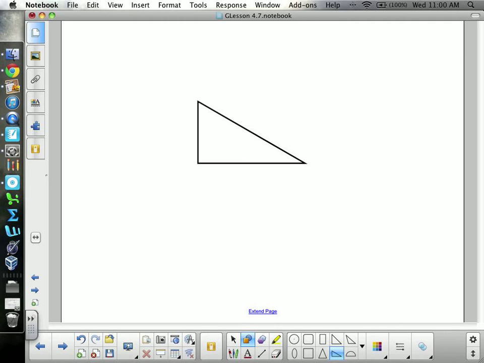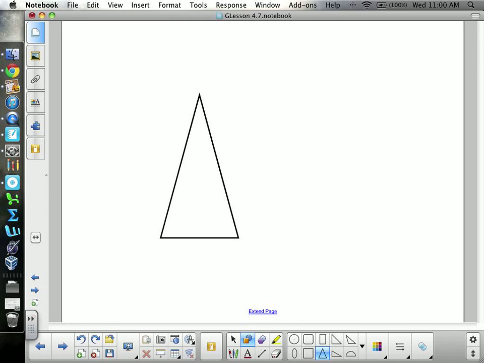That's a right triangle. I don't want a right triangle. I want an isosceles triangle. There we go. What parts of a triangle add up to 180? The angles add up to 180.